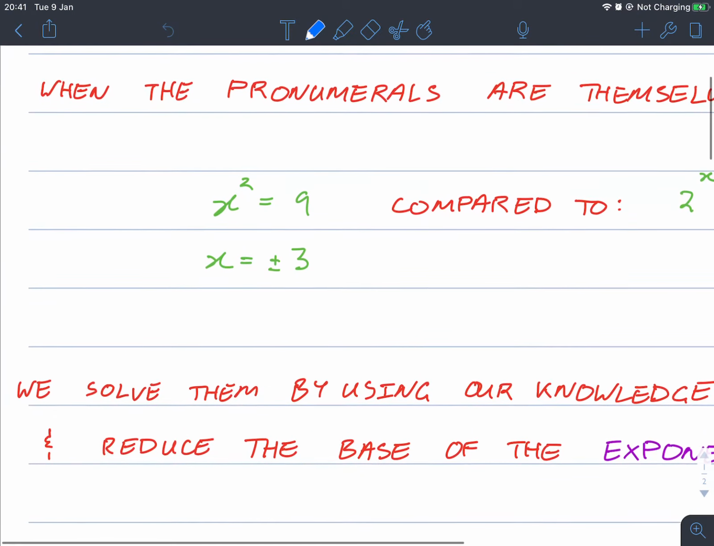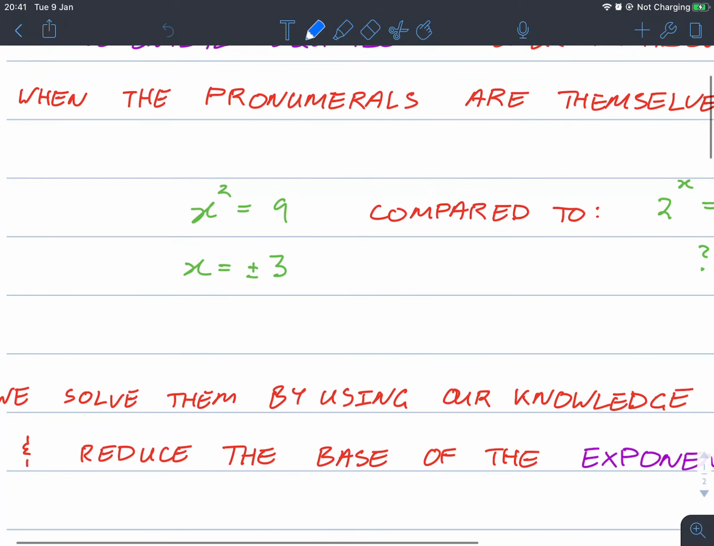So, take a look. This is not an exponential equation. This is a quadratic equation. We have x squared equals 9, and we know how to solve this by taking the square root of both sides. It will give us positive or minus 3.